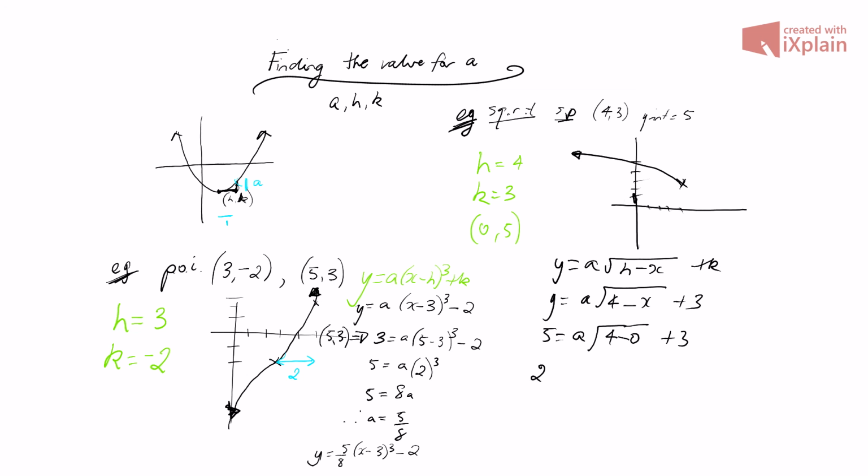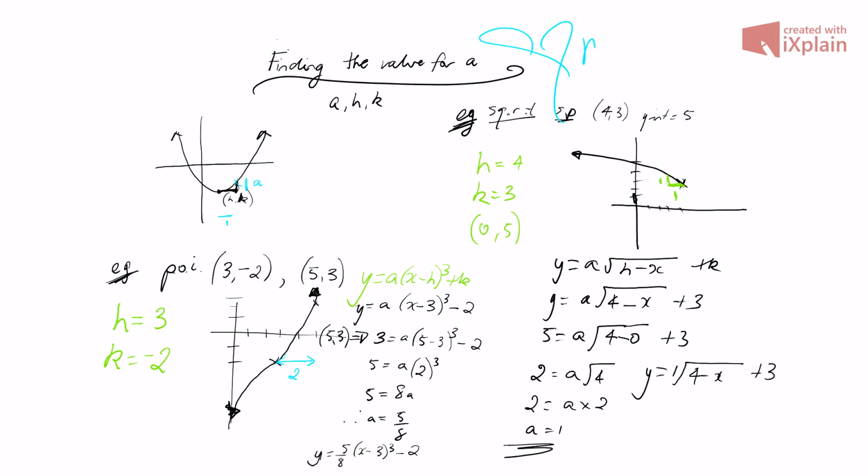Subtract the 3 from both sides. 2 equals a times the square root of 4, so 2 equals a times 2. Therefore a equals 1. So in this case, a is a really nice value. We just wouldn't have been able to see it from the graph, because on that graph I didn't have any grid paper, so I can't see that my step across of 1 also gives me a step up of 1. So my final function is y equals 1 times the square root of (4 minus x), plus 3. Okay, hope this helps in finding your a values in your a-h-k form.